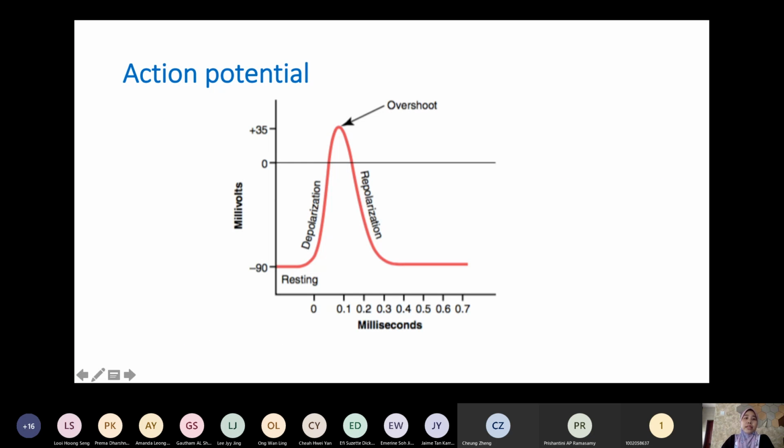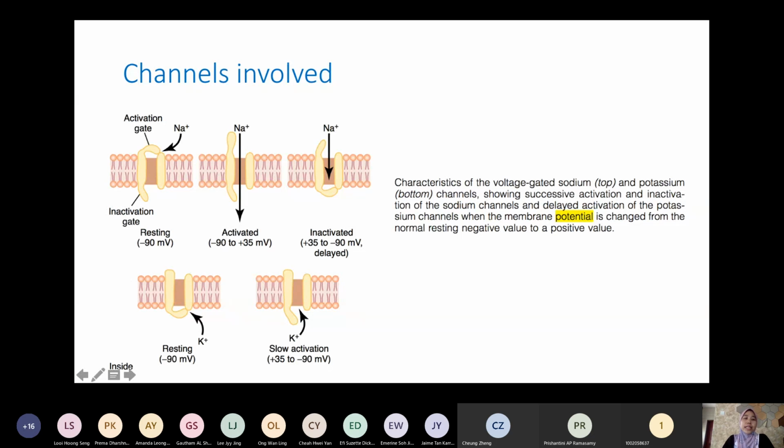Now let's take a look at the channels involved. As I mentioned earlier, we have sodium channels and also potassium channels. In the sodium channel, usually the outermost layer is the activation gate and the inside layer is the inactivation gate. During activation, the activation gate at the outermost will open. When it's open, it allows the influx of sodium.